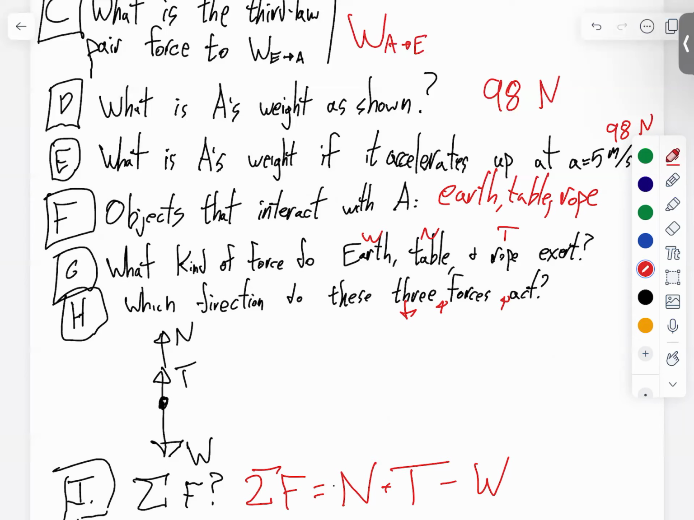No. Total force is zero. He's not accelerating. I told you it's just sitting there at the beginning.